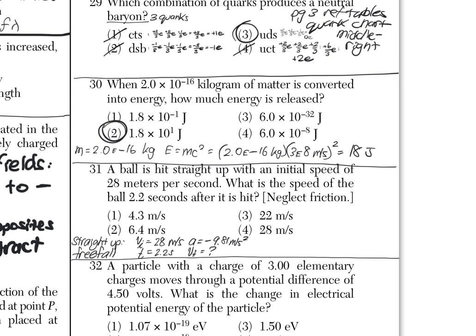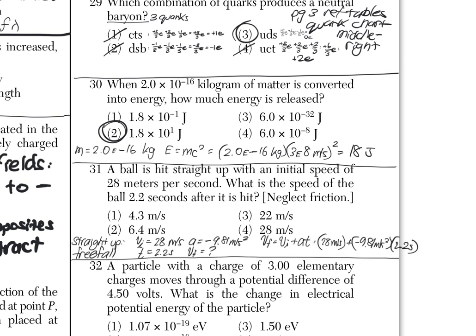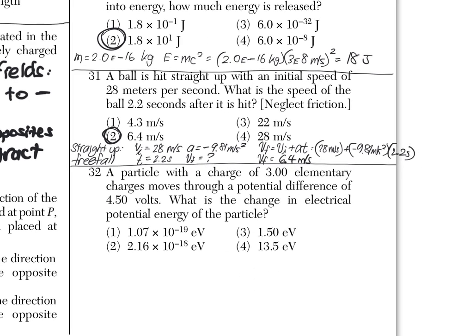We know that it's rising under gravity, so we know the acceleration is due to gravity, negative 9.81 meters per second squared, and we're solving for Vf. That's 28 plus negative 9.81 times 2.2. It's still on its way up. We get a V final of 6.4 meters per second. Slower than 28, but still positive, still on its way up. So 31 is 2. Then 32.